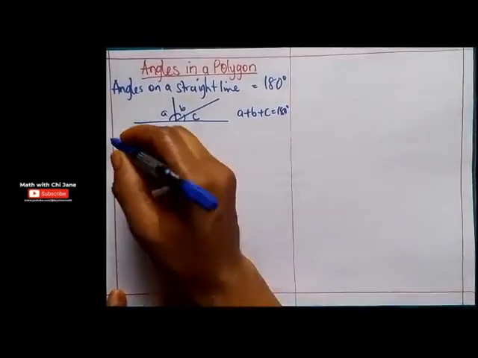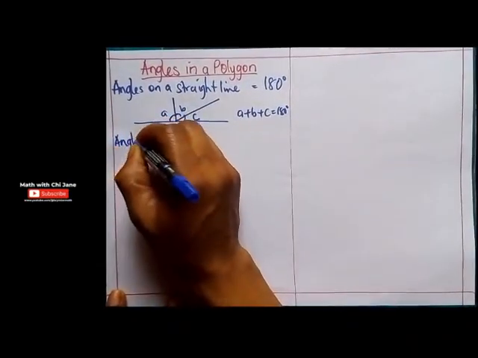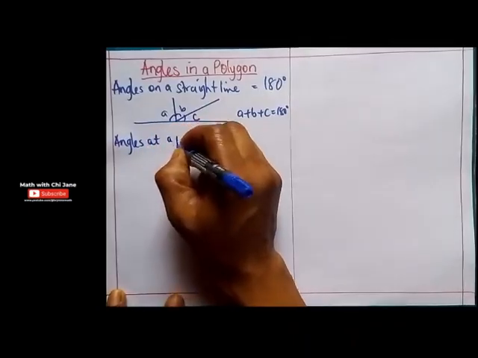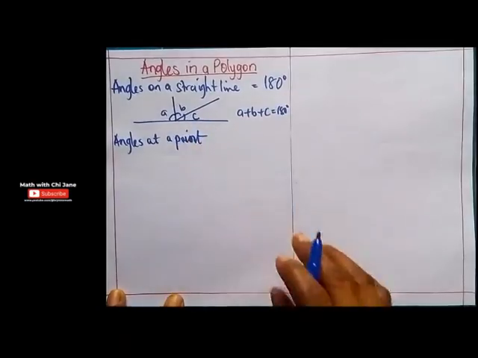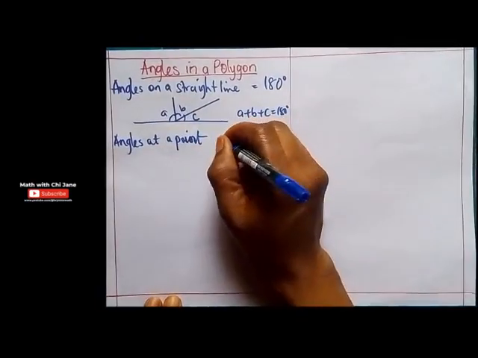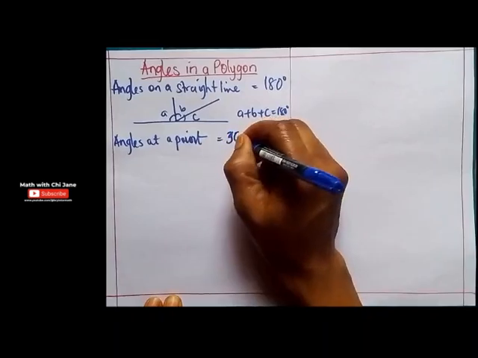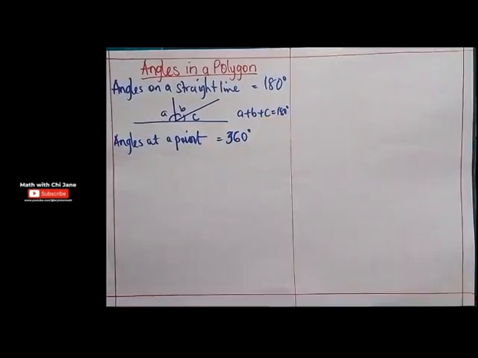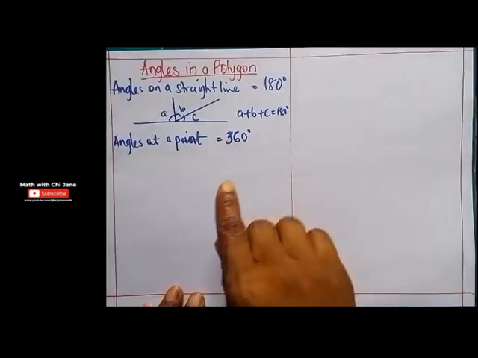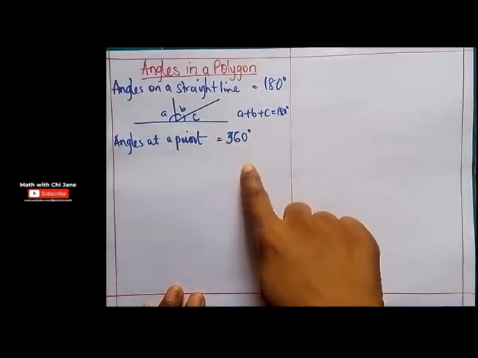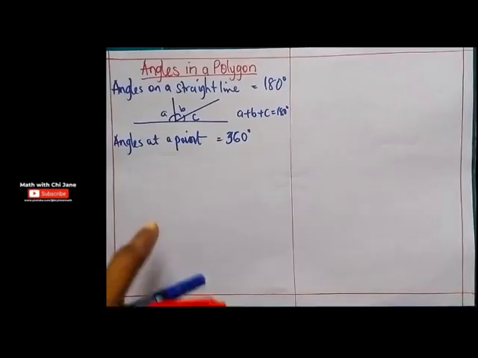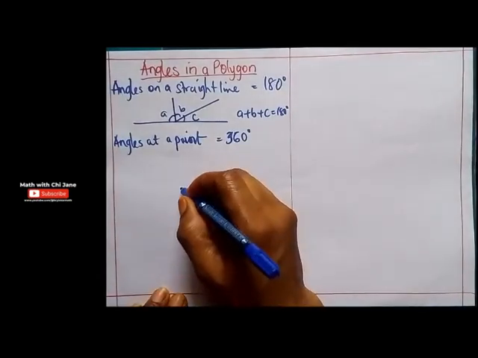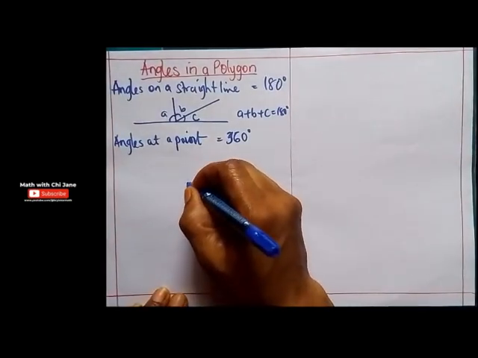Then angles at a point. Now angle at a point is equal to 360 degrees. The hand of a clock starting from 12, moving, going through all the numbers 1, 2, 3, and back to 12. That is angles at a point. It came back to that same point where it started. That's angle at a point, and that equals 360 degrees. So this is angle at a point.